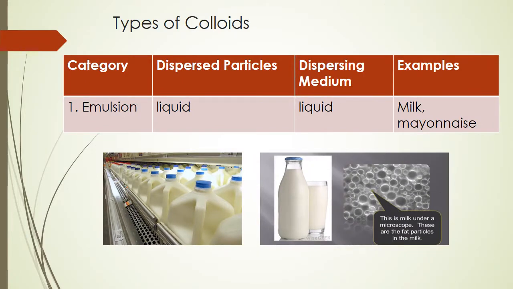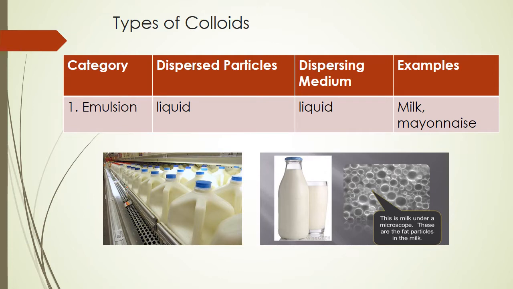Kinds or types of colloids. So in order for us to easily understand them, I have made a table here. The classification or the category, the dispersed particles or the particles that are scattered all throughout the mixture, the dispersing medium in which the dispersed particles are scattered, and then some of the examples of that category.